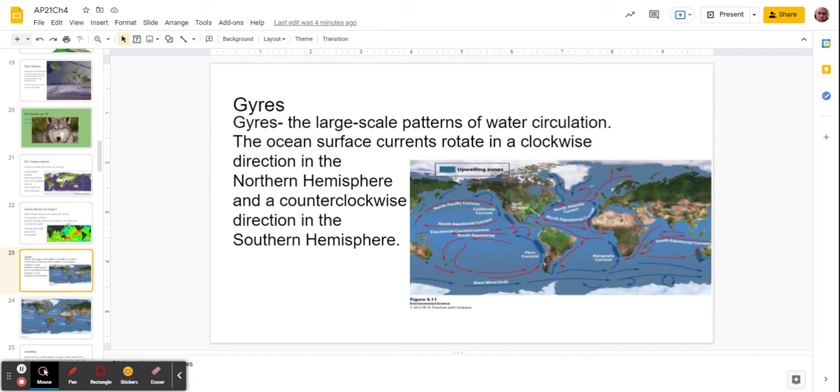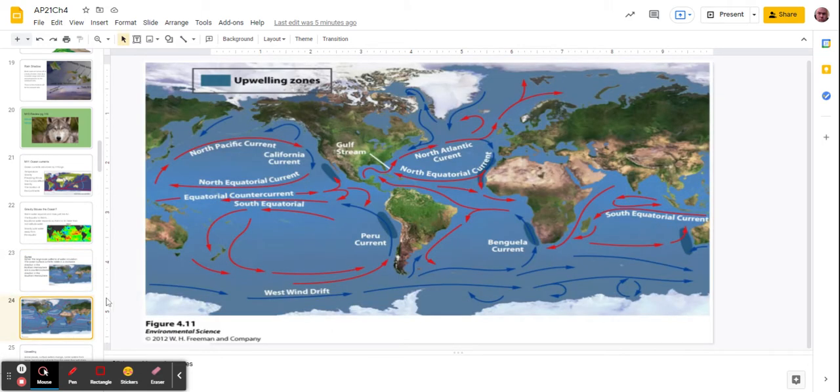Gyres are large-scale patterns of water circulation. The ocean surface currents rotate clockwise in the north and counterclockwise in the south. And I'm going to show you the same thing on the next screen. But you'll see that clockwise rotation here and that counterclockwise rotation here. So let's look at it closer. So let's look here in the Atlantic.